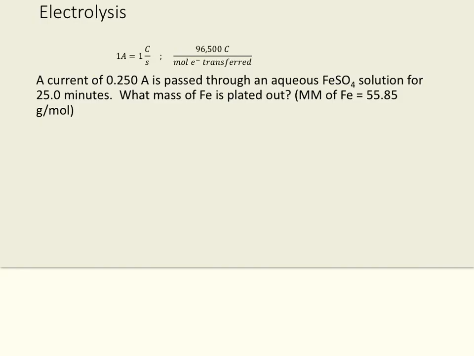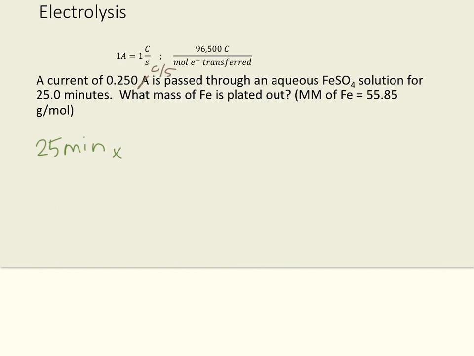All right. A current of 0.25 amps is passed through an aqueous solution of iron sulfate for 25 minutes. What mass of iron is plated out? So as soon as I see amps, I'm going to cancel that out and put coulomb per second because that's what it is. When I look at these two numbers that are given to me, I have to start with one of them. I'm always going to start with the number that doesn't have any units in the denominator, which is 25 minutes because we've got seconds here in the denominator for the amps.